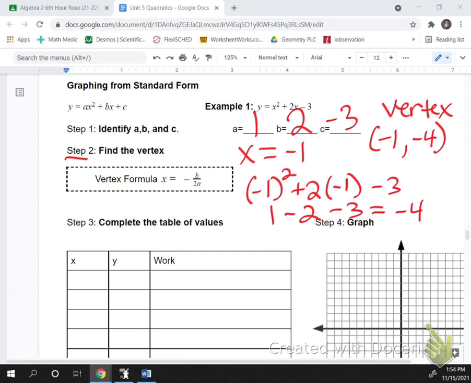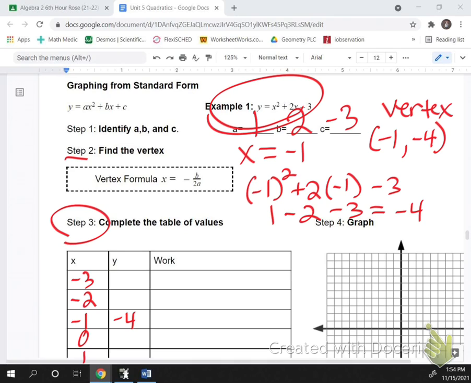The next thing we're going to do is we're going to find the table. I'm going to put the vertex in the middle here. I'm going to look at 2 around it because it's symmetrical. What other x values should I pick? 0. 0 and 1 and -2 and -3. You're going to show your work by plugging into the original equation. I'll set up the work. You will need to use your calculators. You cannot just plug all of this into the calculator. You have to do PEMDAS or order of operations.